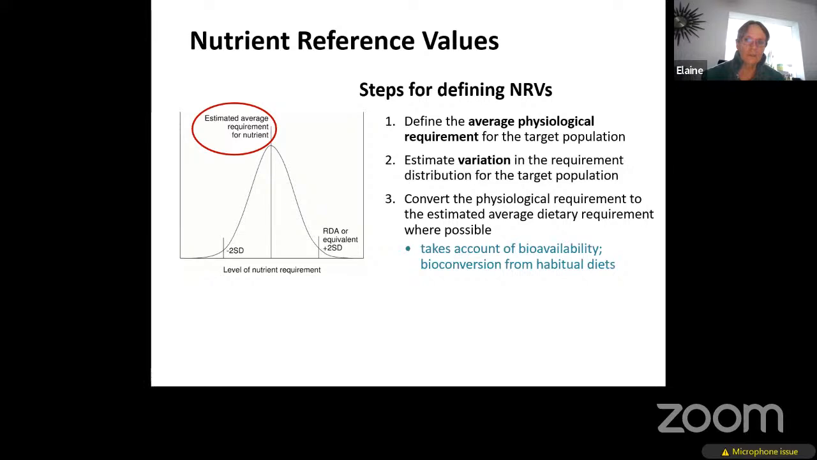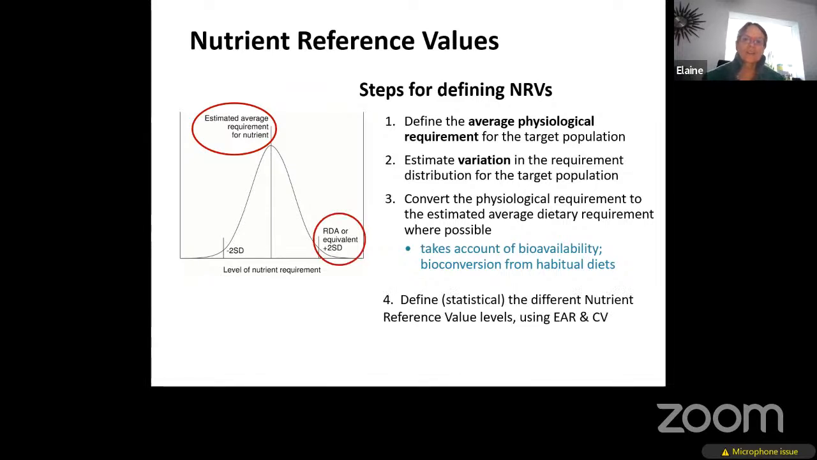Then that physiological requirement has to be converted to the dietary requirement. And this is because of differences in bioavailability. You might have to consume a certain amount because, let's say, only 5% is absorbed into the body and the rest is lost. So there's a need to convert the actual physiological requirement into the amount that would be absorbed in the body. So iron is a good example. If you've got a low bioavailability diet, only 5% is absorbed. So the nutrient requirement then would be much, much higher than the actual physiological requirement.